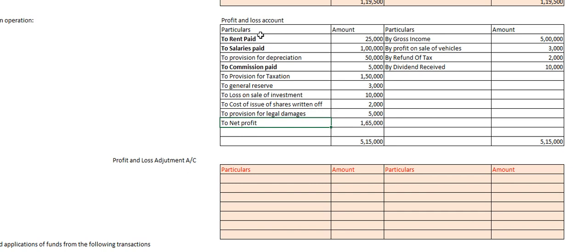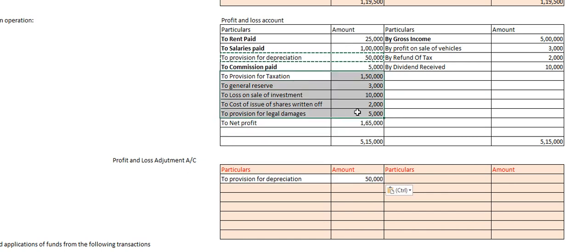So to net profit, we will debit it. By gross income will not be considered in your funds from operation calculation. By profit on sale of vehicles, non-operating income. By refund of tax, it means nothing but we are paying the tax and finally we are getting back a refunded amount, so it becomes a non-operating income. By dividend received is a non-operating income. In your profit and loss adjustment account, all your non-operating expenses will be debited.